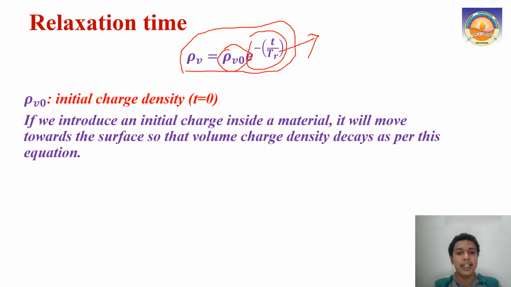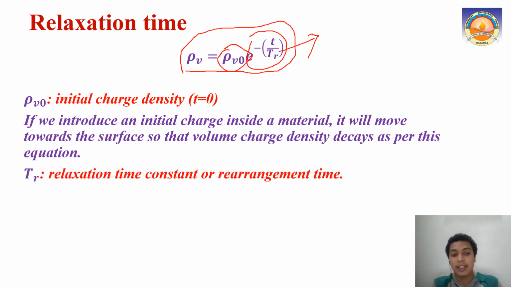If we introduce an initial charge inside a material, it will move towards the surface, so that the volume charge density decays as per this equation, right? The volume charge density should decay as per this equation, since this is based on the continuity equation of current and on Ohm's law in point form.